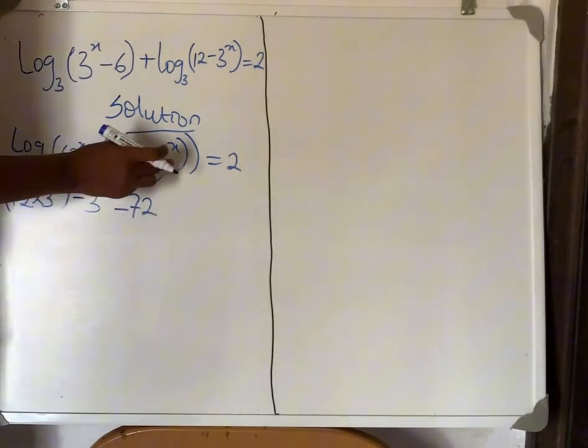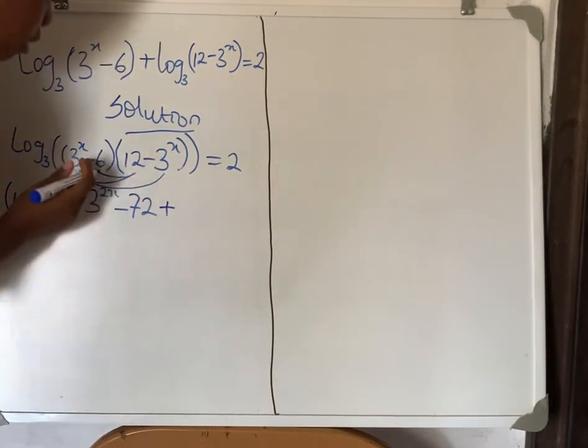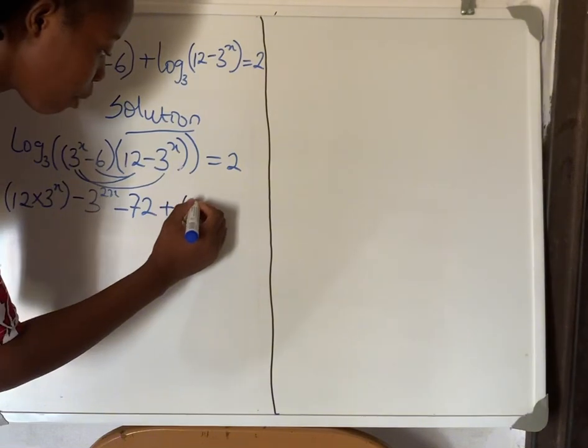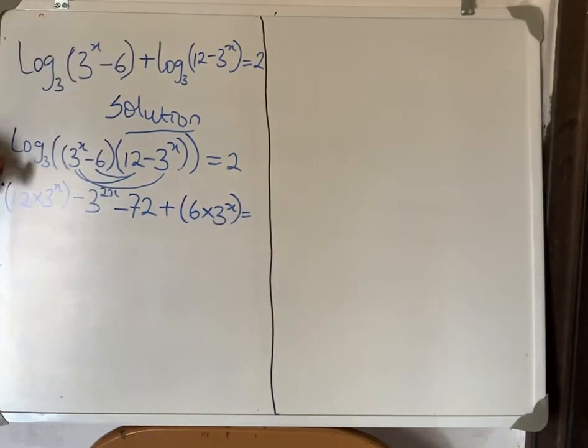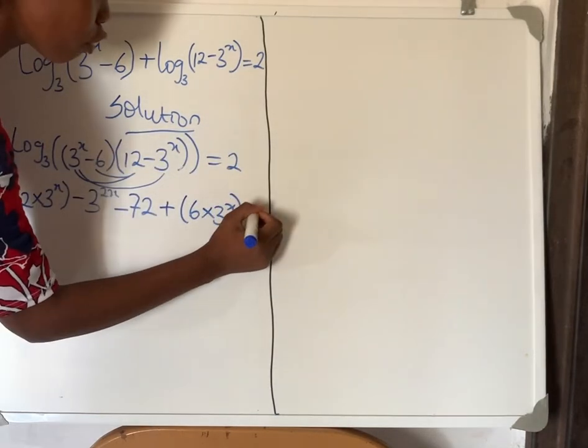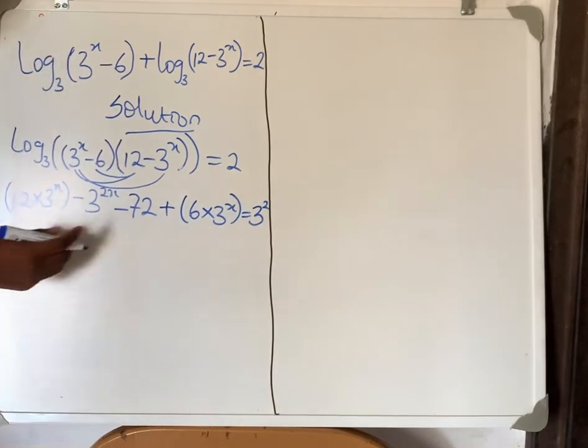And minus 6 times minus 3 raised to the power of x, the bases are not the same, so you cannot multiply. Neither can you add the powers. So you have plus, because this is a minus sign and a minus sign. Open bracket, 6 times 3 raised to the power of x, close your bracket, equal to what? We are taking our log 3 to this place. So you have 3 raised to the power of 2.